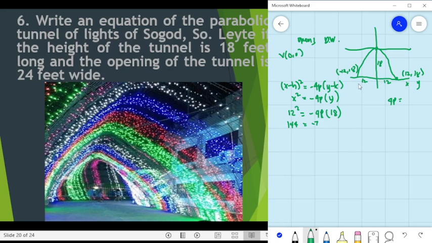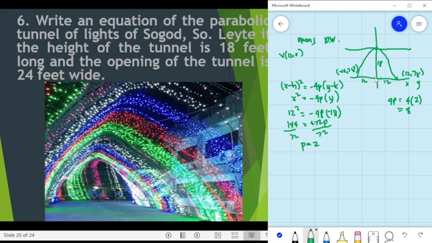Sorry, I missed the negative on the 18 at the bottom. So this is negative 18, so the answer is positive 72. And then for p, divide both sides by 72. Therefore, your p is 2. So your 4p there is 4 times 2, which gives us an answer of 8. So 8.